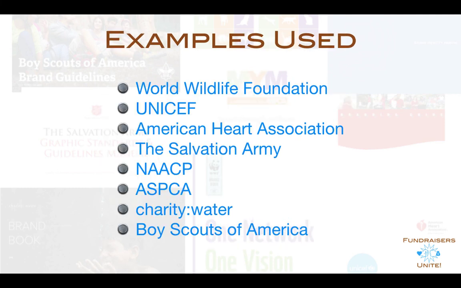So examples that we'll look at in here, I actually dive into some real life examples of real brand books that I've looked at, and these are the organizations that I checked out, and you'll see snippets of how their brand books looked for different pieces of what we'll talk about today. And that's World Wildlife Foundation, UNICEF, American Heart Association, the Salvation Army, NAACP, ASPCA, Charity Water, and Boy Scouts of America. They all have great examples of brand books, and you'll see some of those throughout this presentation.